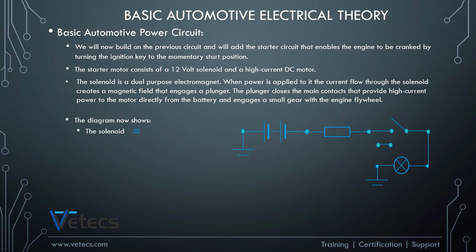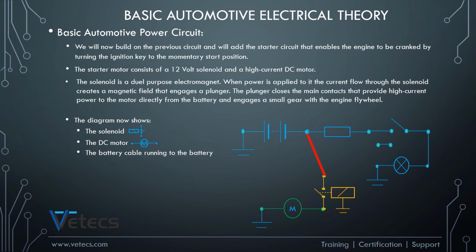The diagram now shows the starter motor represented by the solenoid and the DC motor symbols. We will also add the battery cable running from the solenoid contact to the battery and the wire running from the solenoid to the ignition switch.